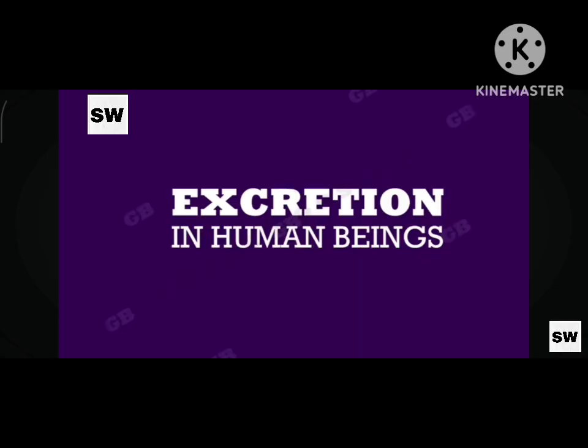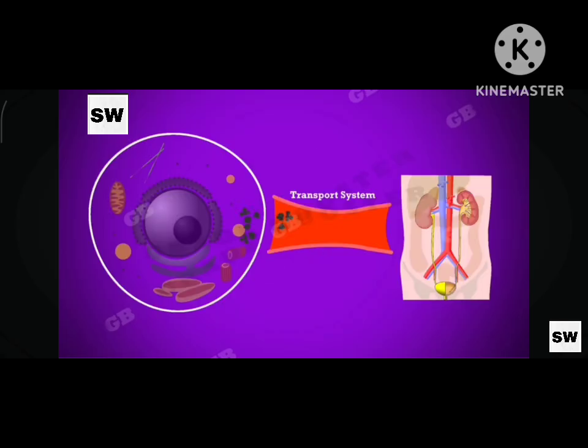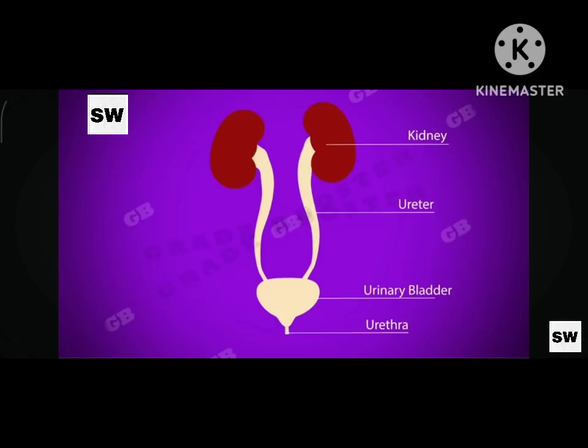Move on to the next topic, excretion. Let's see excretion in human beings. Cells, as a part of their activity, produce nitrogenous compounds like urea and uric acid. These are toxic in nature and ought to be excreted out from our body. Blood collects these compounds and carries them to the excretory system to filter them out. The human excretory system consists of a pair of kidneys, 2 ureters, a urinary bladder and urethra.